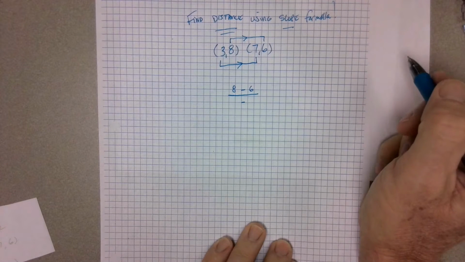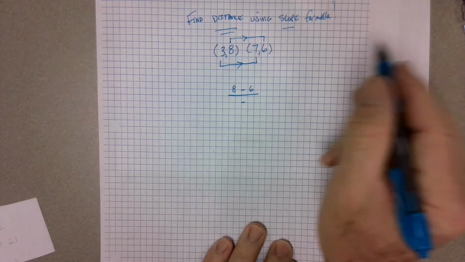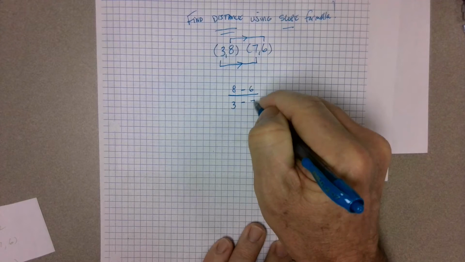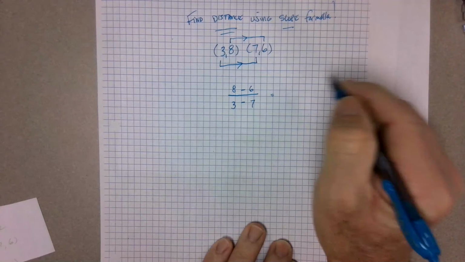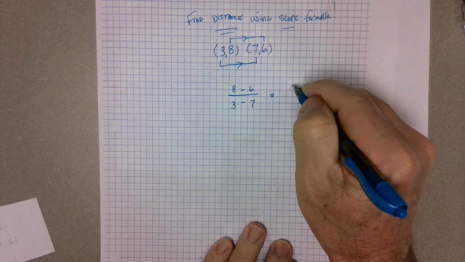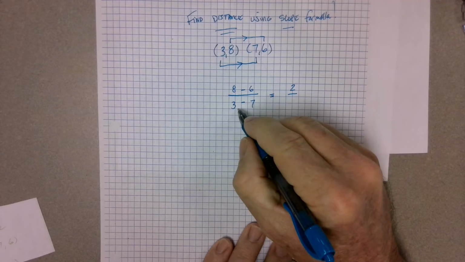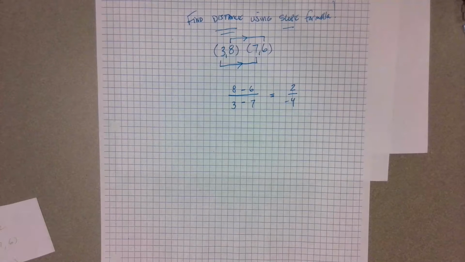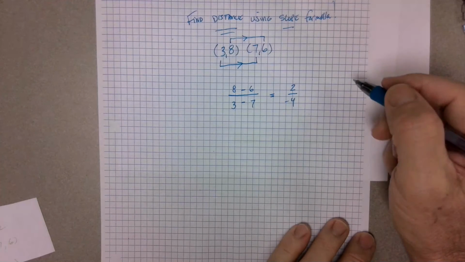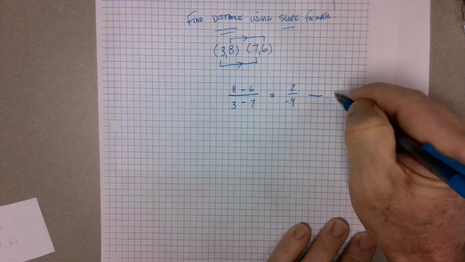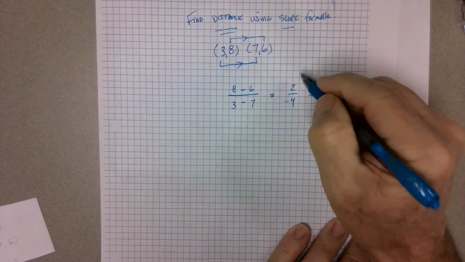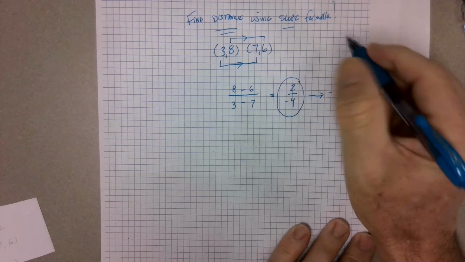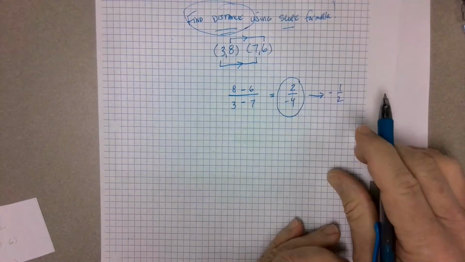So connect the ones on top, 8 minus 6, 3 minus 7. When I do the subtraction on that, I get 2. 3 minus 7 is negative 4. All right, so the slope would be negative 1/2. So here's the key on when you're going to find the distance when you're using the slope formula.